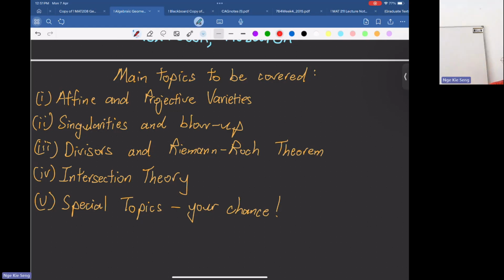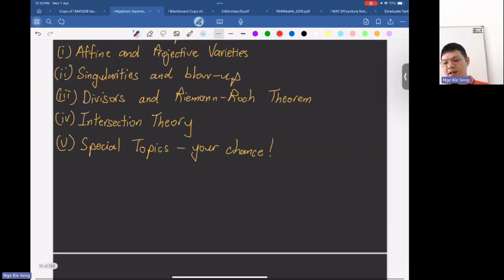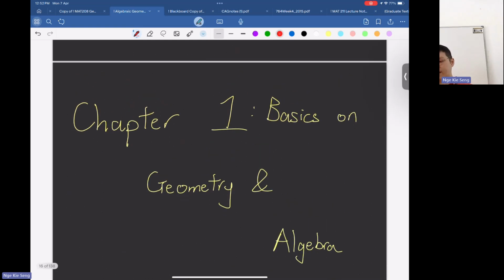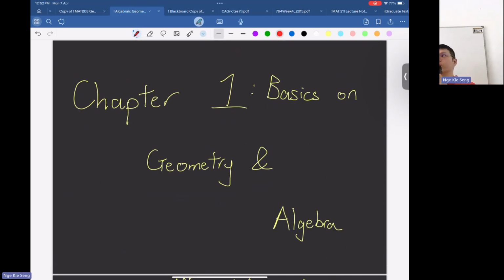But we don't strictly follow this. It depends how it goes. For example, we won't start straight on affine and projective varieties. These are just the aims we want to reach, and to reach them sometimes we need some background. I will pick the important background that is necessary. Instead of algebraic geometry, we start with geometry and algebra. We need to do some basic geometry to get intuition on affine space and projective space, using axioms.